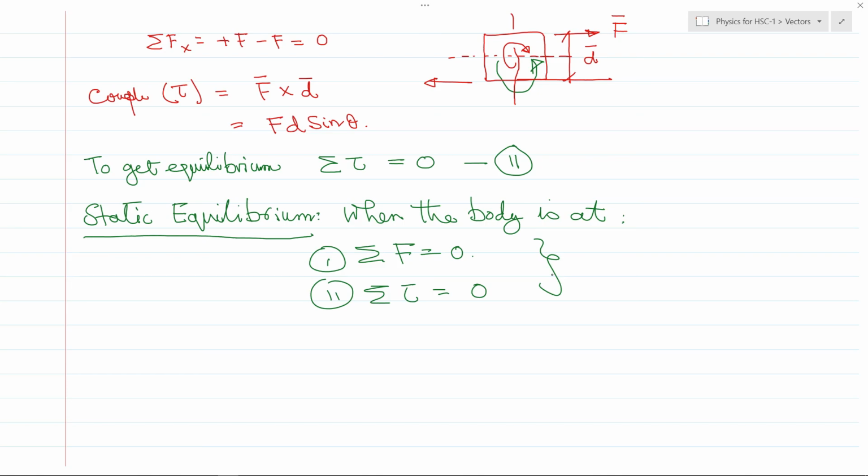Now I will stop my lecture over here today, and in my next lecture we will try to solve some problems in equilibrium or static equilibrium or statics. So for the time being, let us stop over here.